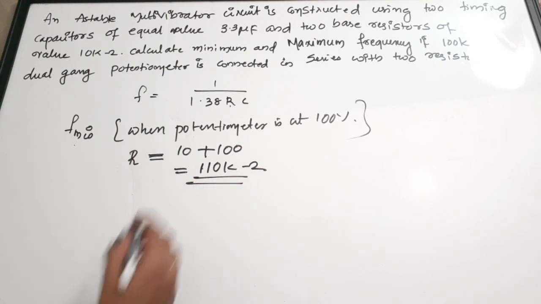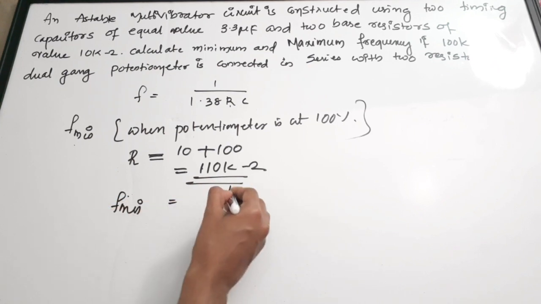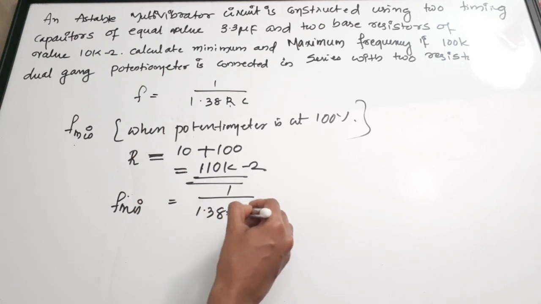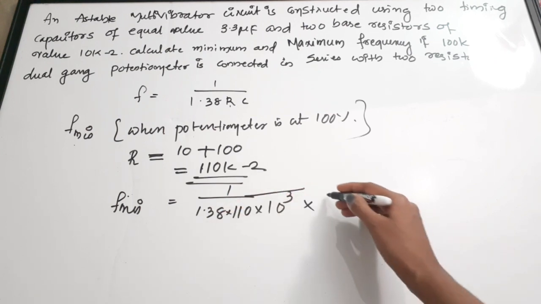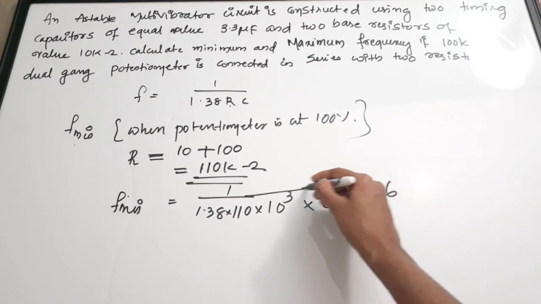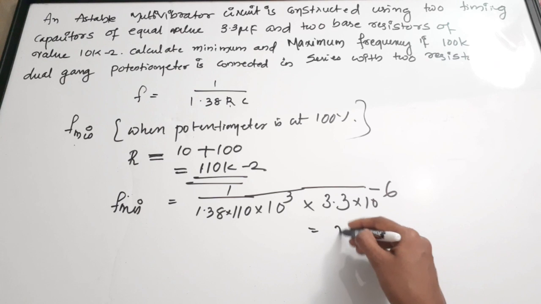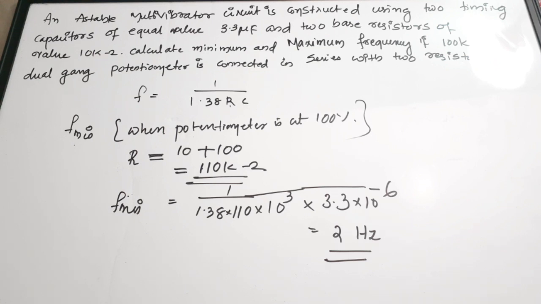So this will be the total resistance. Now we are going to substitute and find F minimum is equal to 1 by 1.38 into R, which is 110 into 10 raised to 3, into 3.3 micro, meaning 10 raised to minus 6. And the value obtained is 2 hertz. So this is the minimum frequency. Next we need to find the maximum frequency.